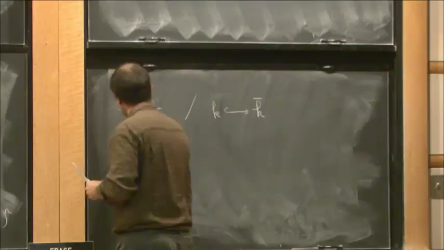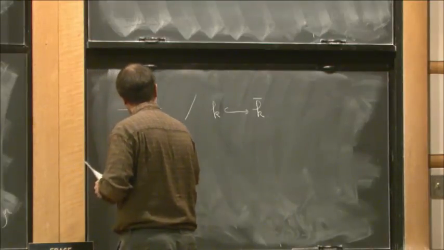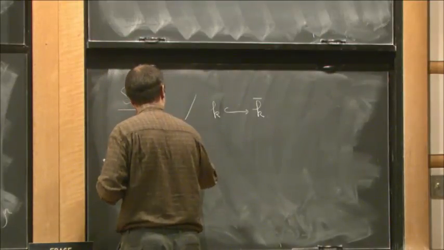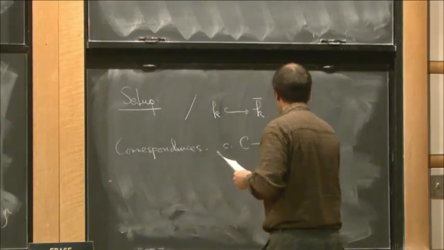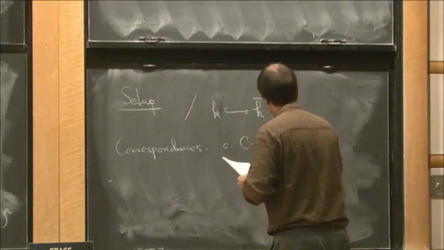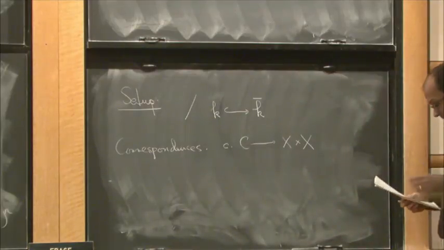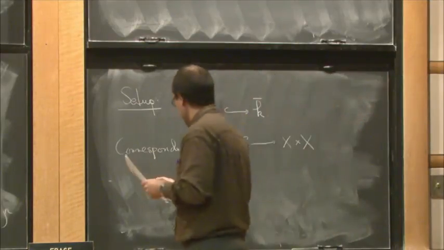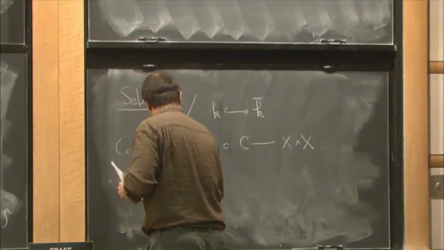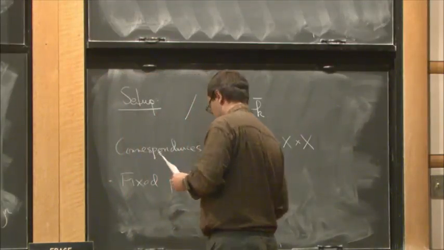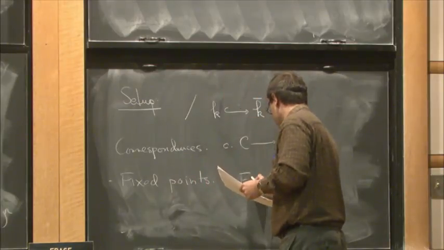Then I'll consider correspondences, which is just a map like this of, say, separated finite type schemes. And for such a correspondence, you have fixed points, which is the fiber product of this diagram.